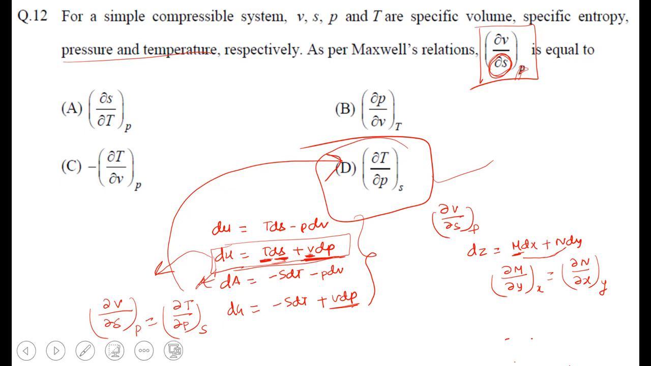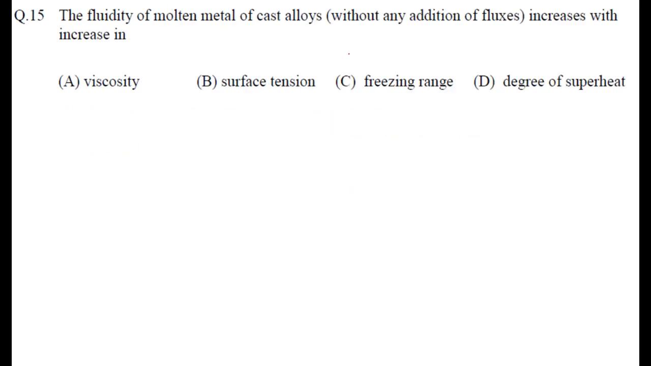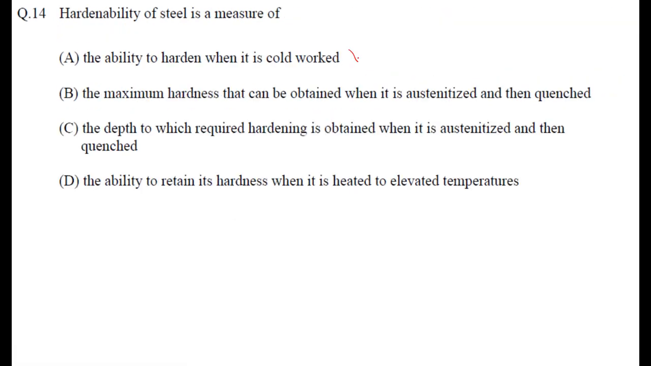Okay, now let us move to the next question. Hardenability of a steel is a measure of the ability to harden when it is cold worked, or the maximum hardness that can be obtained when it is austenite and then quenched. The first one, the ability to harden when it is cold worked. No, this is basically called work hardening. The maximum hardness that can be obtained when it is austenite and then quenched basically comes under the quenching method, so this is not the correct definition of hardenability.